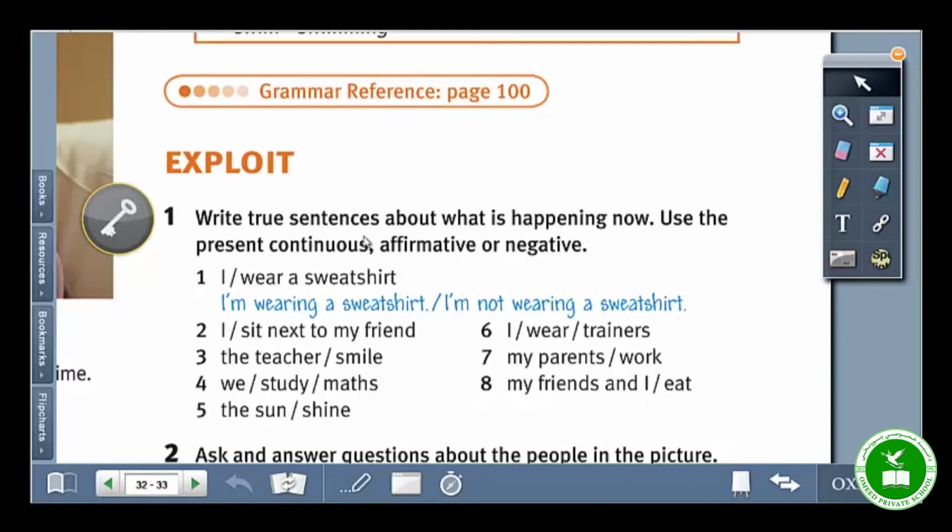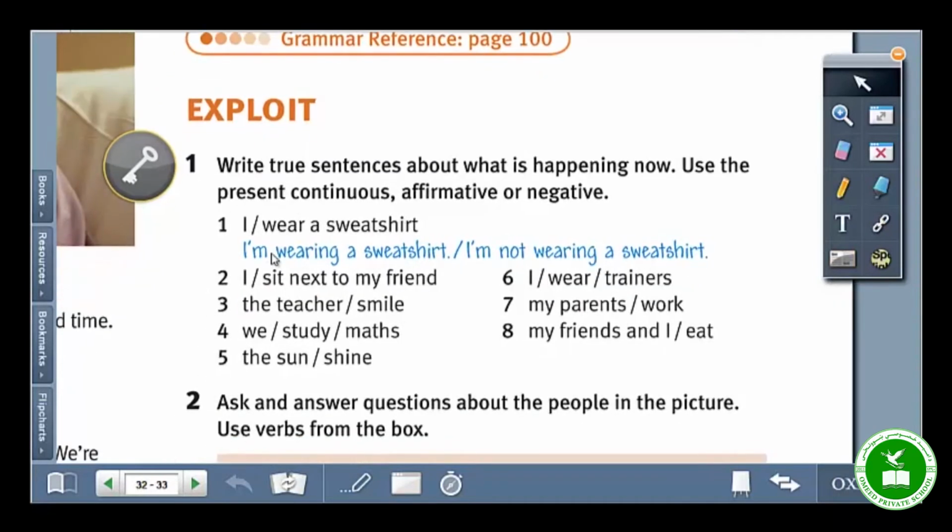Exploit. Write true sentences about what is happening now. Right now, what's happening? Write true sentences, correct sentences. Use the present continuous, affirmative or negative. Means you can make affirmative or negative sentences. For example, the first one, it is example, I wear a sweatshirt. Okay, so are you wearing a sweatshirt right now?